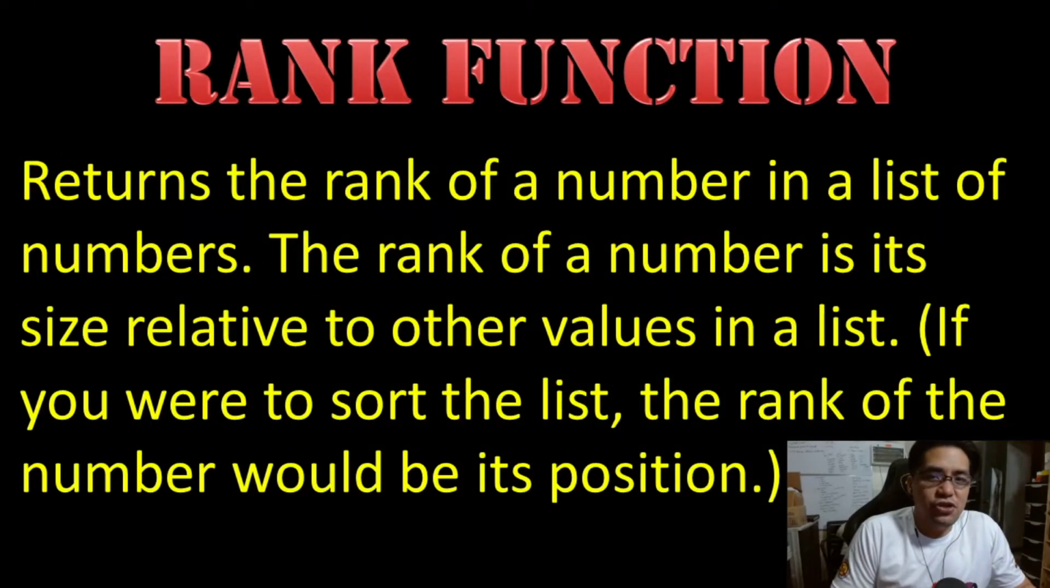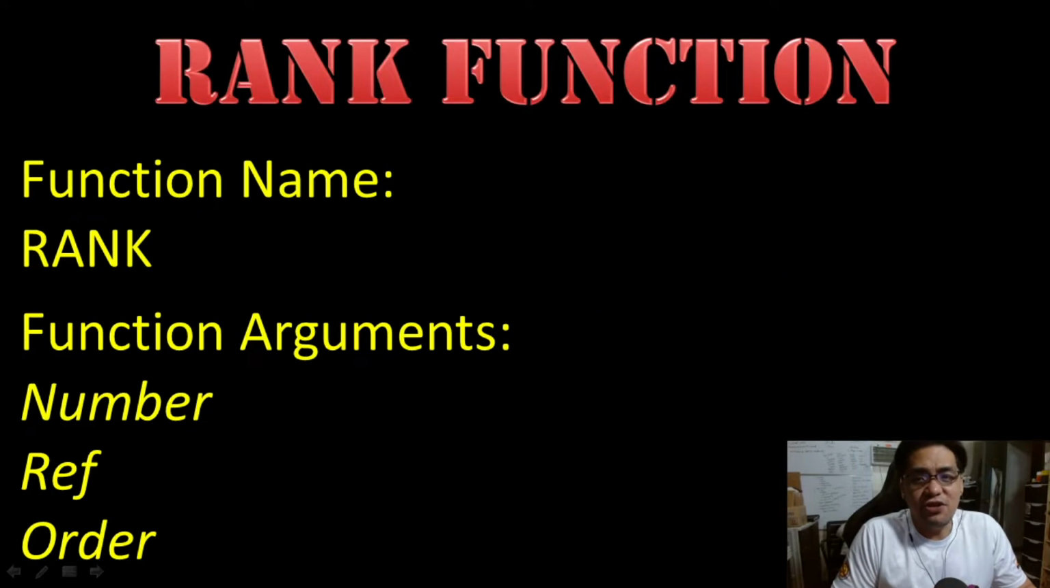The rank function, from Microsoft Excel's own help document, returns the rank of a number in a list of numbers. The rank of a number is its size relative to other values in a list. If you were to sort the list, the rank of the number would be its position. So for the rank function, the function name is RANK, and for your function arguments, you have three. First, you have the number, and then you have your reference or ref. Then you have your order.